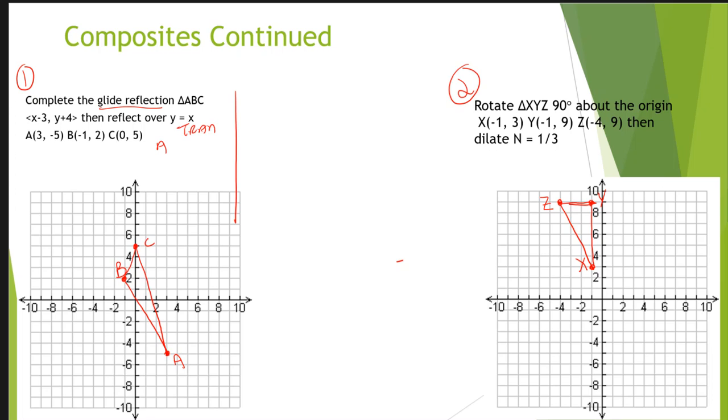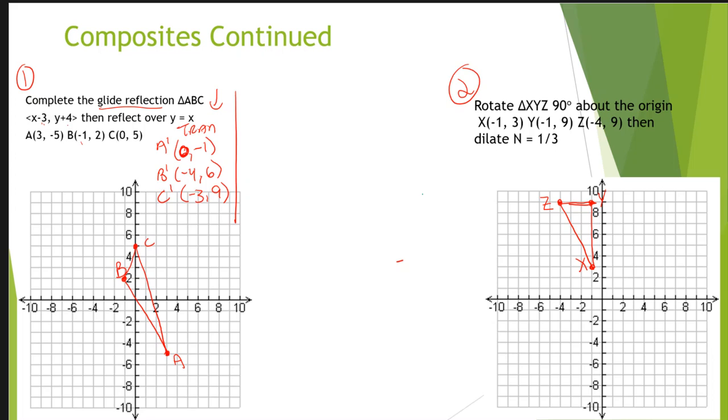So if I'm doing the translation, my A prime would be, again, if I'm going down, left 3, up 4, it would be 6, 0, going down 3, 0 and negative 1. B prime would be negative 4 and 6. And C prime would be minus 3, 9. So these would be my coordinates. If I wanted to, again, I could graph that. I don't want to take the time to graph it or the space, it'll be too crowded.